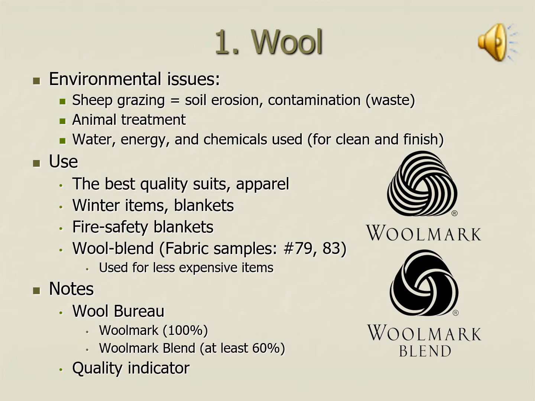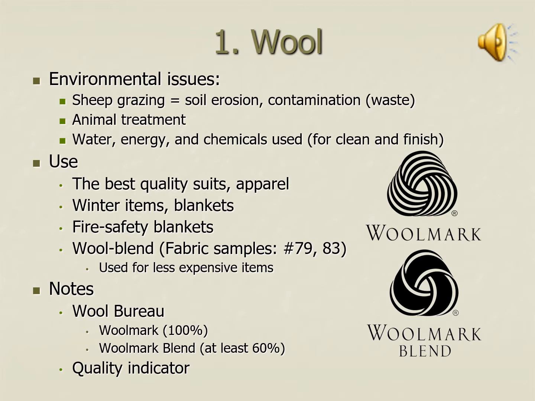Additionally, with higher cost and higher quality, winter items and blankets and things like that are going to be primarily made with 100% wool. That's what you'll see on the tag. Wool blends are more common in clothing that is lower cost, and that's to give you some aspects of the wool properties, but the fibers are blended with other manufactured or synthetic fibers to try and reduce the cost.